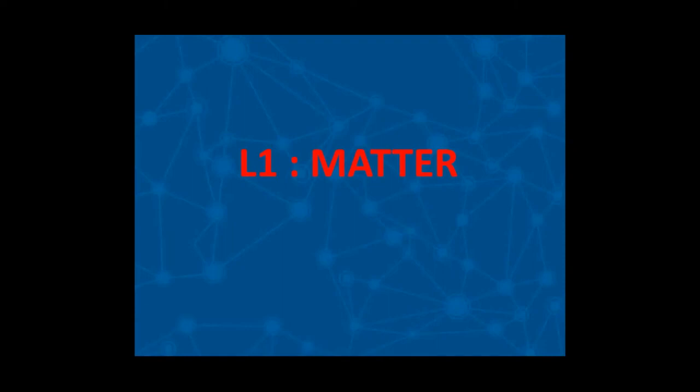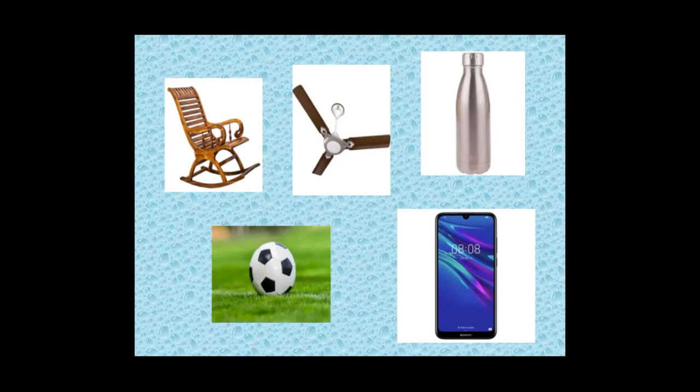Lesson 1, Matter. Now, look around. What are the things that you can see? You may see a chair, your books, fan, a bottle. Most things around you are simply matter. Even your phone, with which you can see this video, is matter.